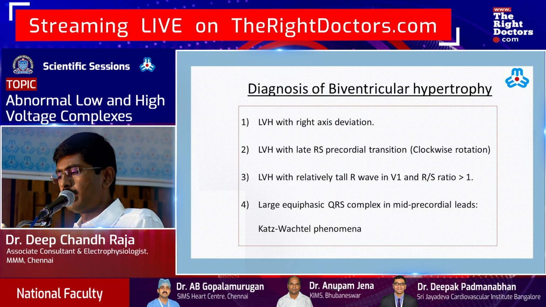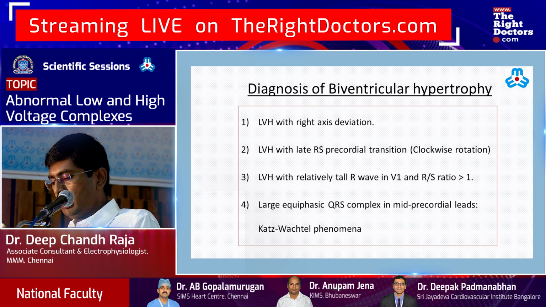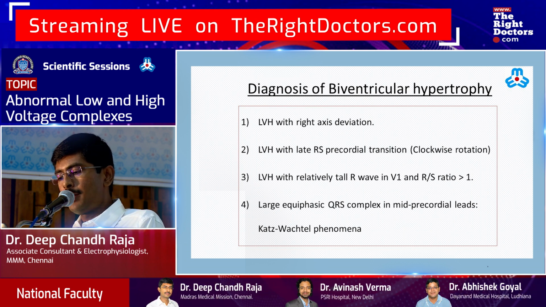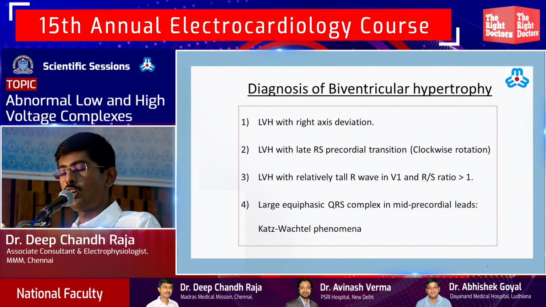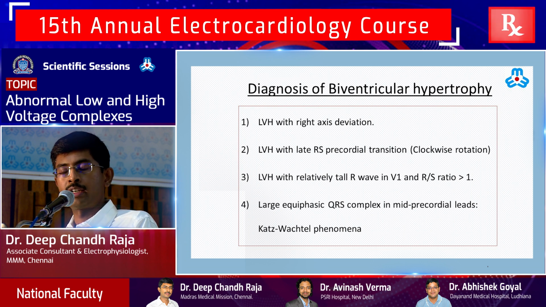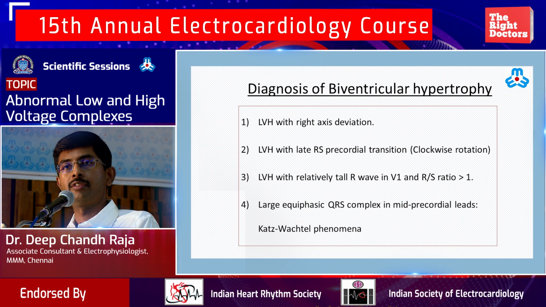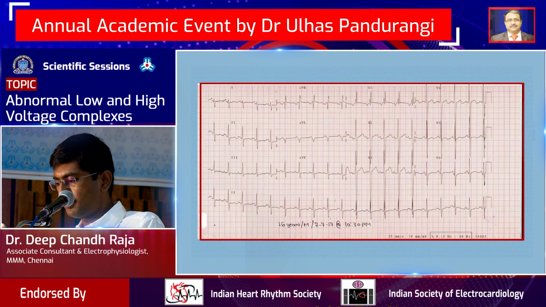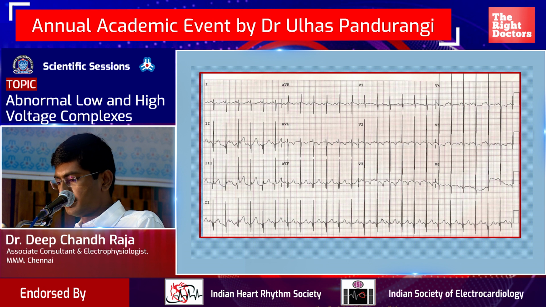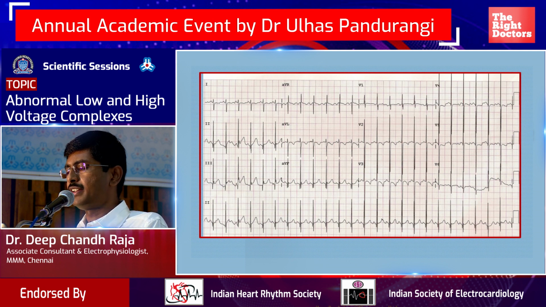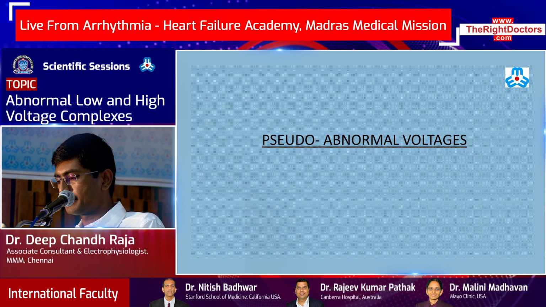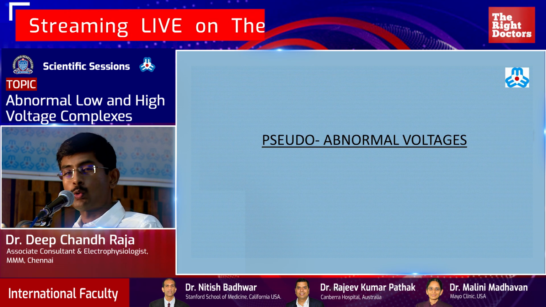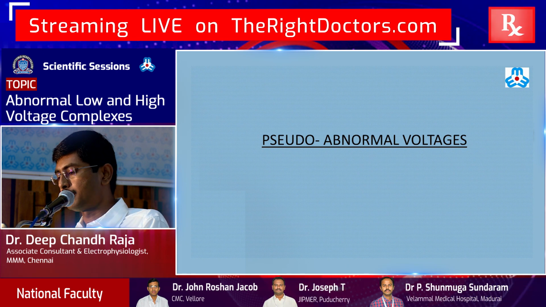So I'm just moving to a few more slides of biventricular hypertrophy. You diagnose biventricular hypertrophy when you have left ventricular hypertrophy with a few features of right ventricular hypertrophy, like the right axis deviation, or tall R waves in V1, and the most classical example is the Katz-Wachtel phenomenon in ventricular septal defect. So I'll show only one ECG of ventricular septal defect. In this particular one, we can see the large equiphasic complexes in V2 to V5. These are the equiphasic complexes. This satisfies the VSD criteria. So that was one example. I did not show the other examples of biventricular hypertrophy.